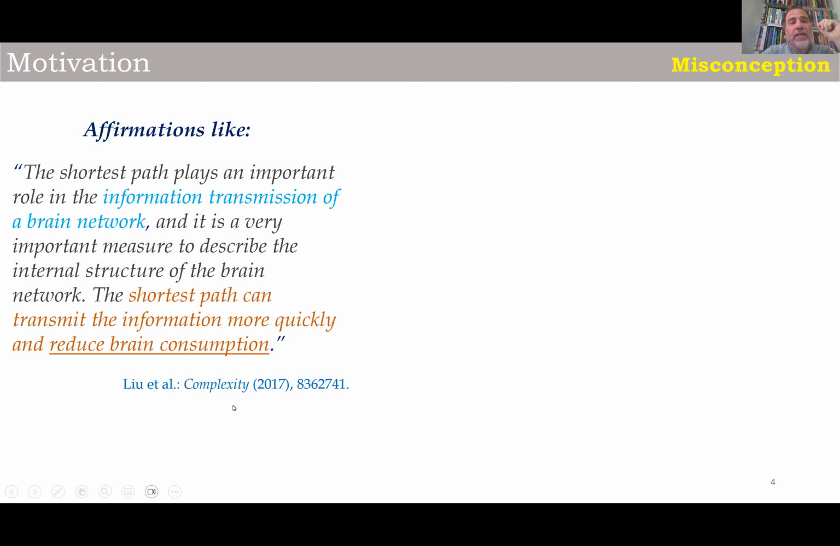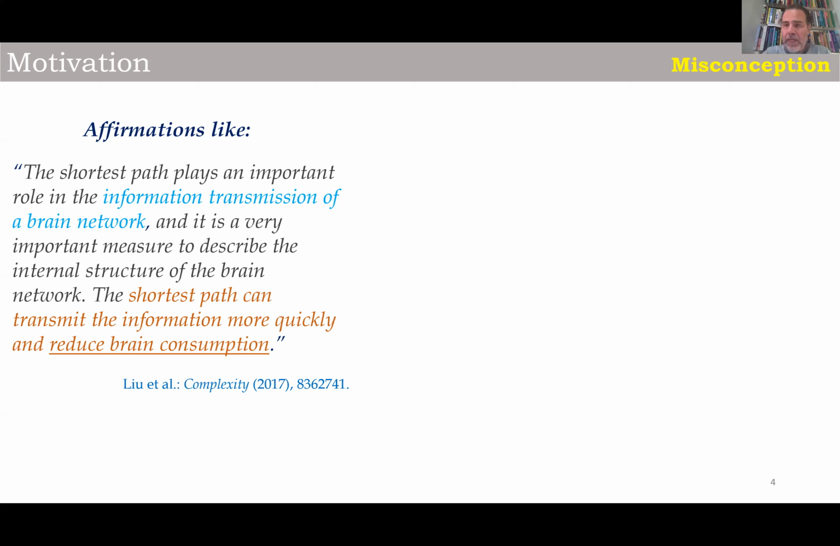But you can find in the literature in different areas affirmations like: the shortest path plays an important role in the information transmission of a brain network. And it is a very important measure to describe the internal structure of the brain. The shortest path can transmit the information more quickly and reduce brain consumption. So if we go back to the example that I have been showing there, if this were a brain, you can see that this is a diffusive process.